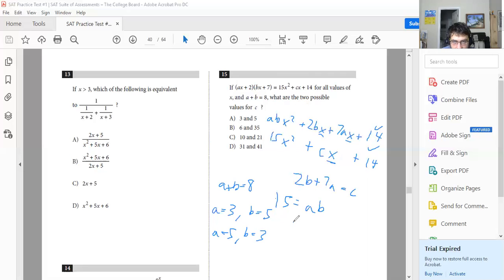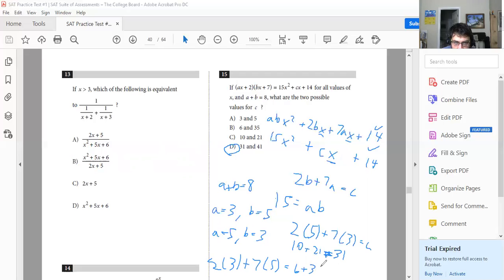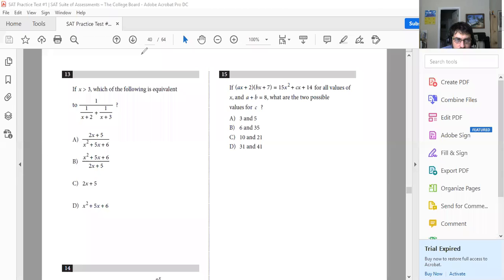And if we solve for c, 2 times 5 plus 7 times 3 equals c, plugging into that third equation. 10 plus 21 equals 31. Looks like this answer. And our other answer will be the 5 and the 3. Back in there, 2 times 3 plus 7 times 5 equals 6 plus 35 does equal 41, so we're good there. We got our two answers, and I can clear that out now.